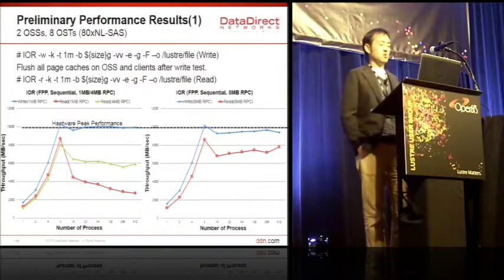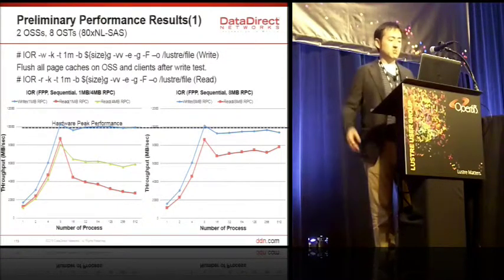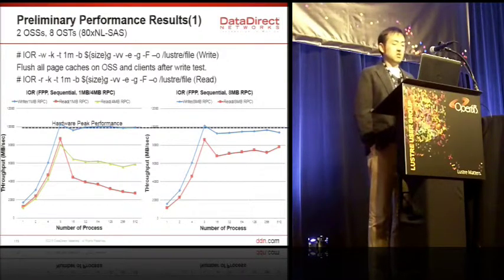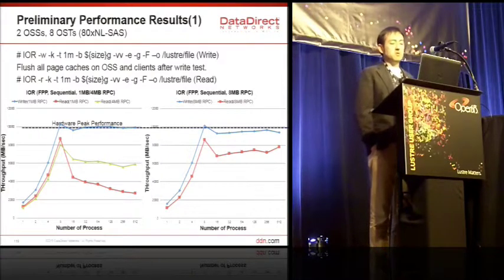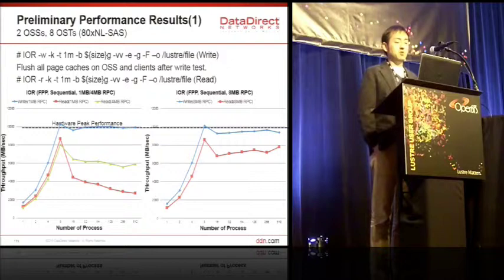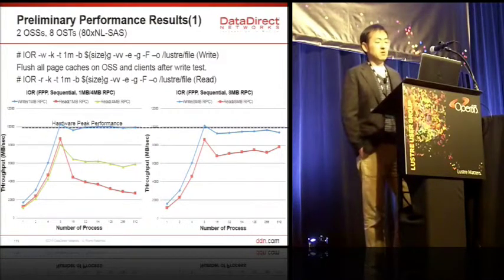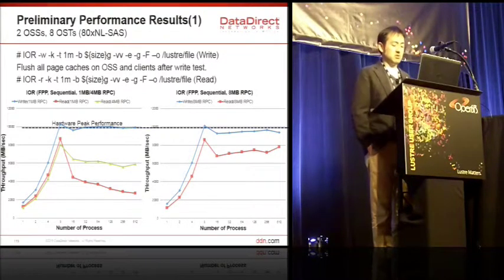Finally, we tried an additional extra patch to support an even larger RPC, so we ran the 8 megabyte RPC. The read performance is even better compared to the 4 megabyte RPC. Finally, we got 91 to 95% of the peak performance for write, and 70 to 75% of the hardware peak performance for read. So the initial numbers are quite nice.